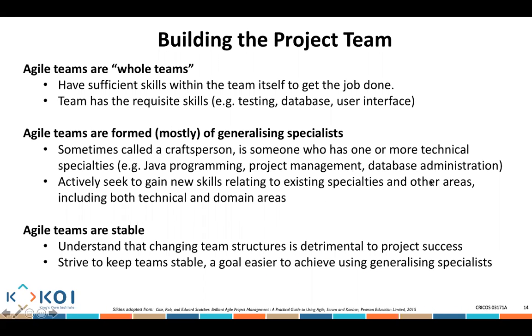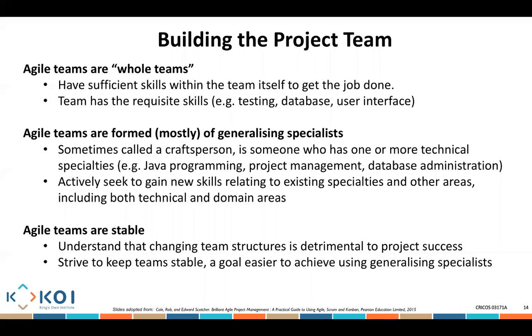We need to build the project team. Now we need to build whole teams. You can tell me, what is a whole team? Well, a whole team is one where the team is complete. The team can by itself get the whole job done. The team has all the skills that are going to be needed to get the job done. If there are testing people, database people, user interface people, whoever they are, the team has everybody that is needed to get the job done.